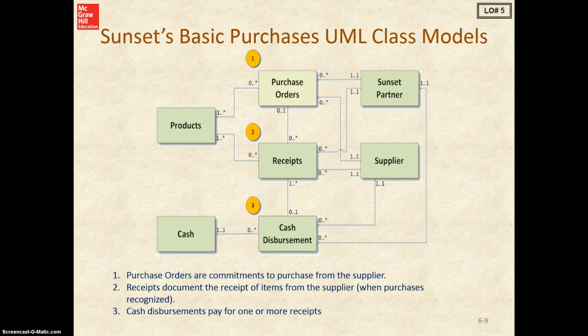So here's our basic purchases UML class models. Purchase orders are commitments to purchase from the supplier. Receipt document and receipt of items from the supplier when purchase is recognized. And cash disbursements pay for one or more receipts. Right? We can pay for one or more receipts. If we owe for multiple orders, AP can write a check for all of those orders in one. And just as a note, if you're doing AP, you should be sure to reference the orders that you're paying so that the supplier on the other side can actually reconcile that payment to their records.